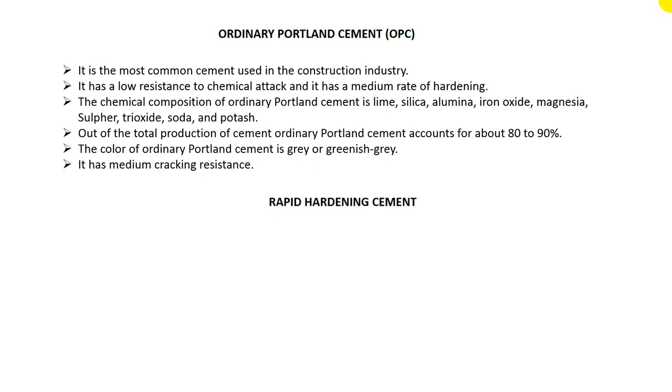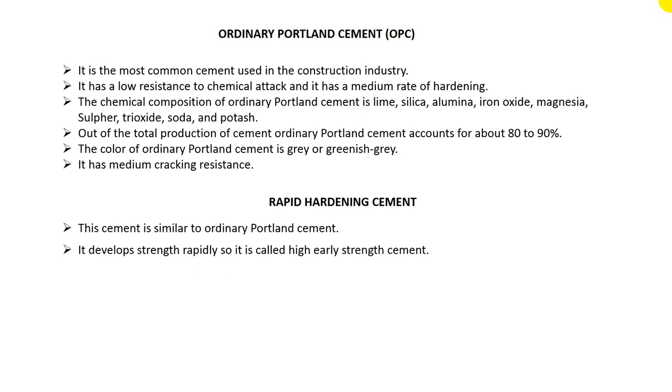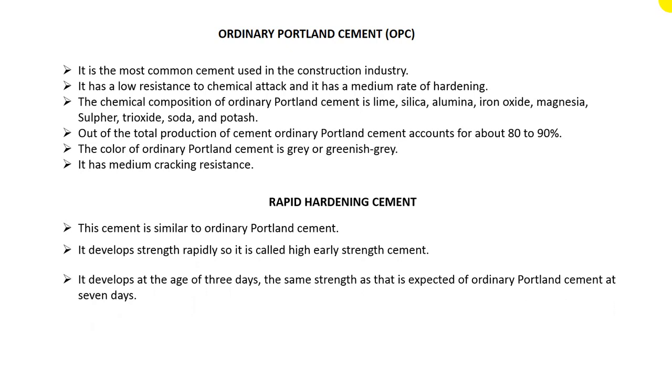Now we'll discuss rapid hardening cement. This cement is similar to ordinary Portland cement. It develops strength rapidly, so it is called high early strength cement. It develops at the age of 3 days the same strength as that expected of ordinary Portland cement at 7 days. The strength gained by rapid hardening cement in 3 days is the same strength gained by ordinary Portland cement in 7 days. That is the difference. In other ways, this cement is similar to ordinary Portland cement, OPC.